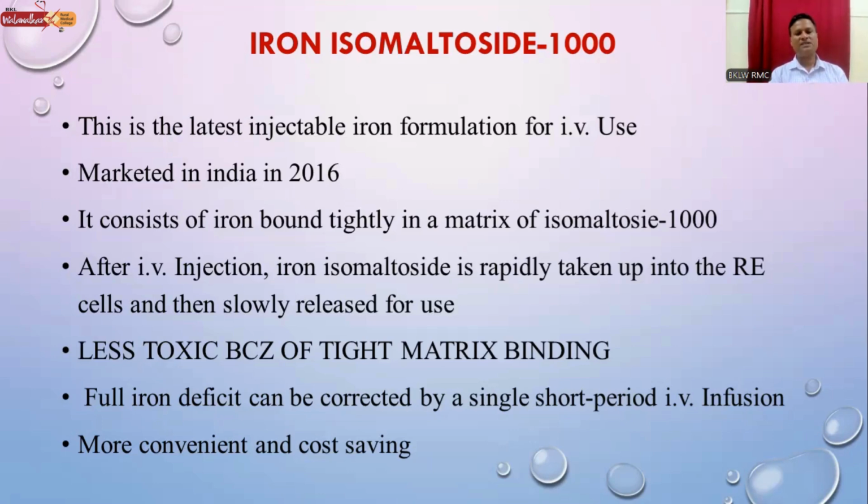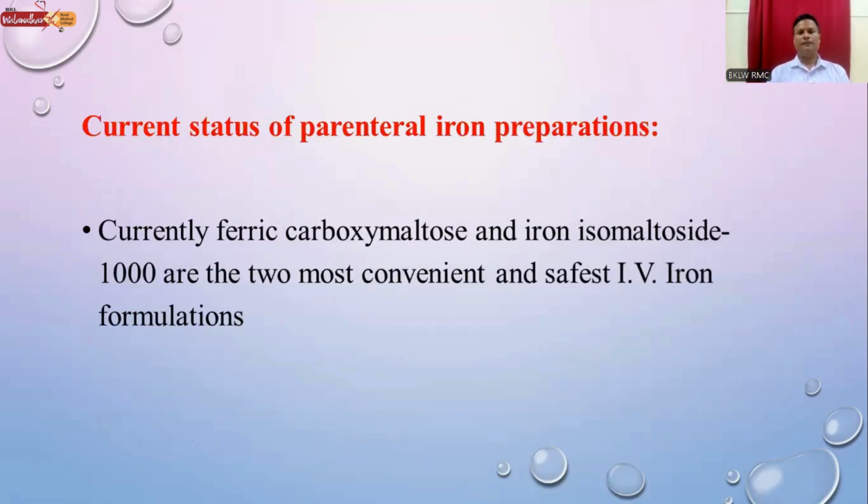Full iron deficiency can be corrected by a single short period IV infusion. That is another advantage of this preparation. The total calculated dose of iron can be given in a single dose, which is why it is more convenient and cost saving for the patient. Currently, ferric carboxymaltose and iron isomaltoside 1000 are the two most convenient and safest IV iron formulations.